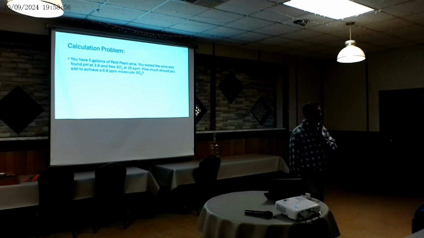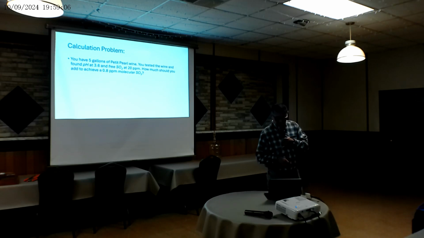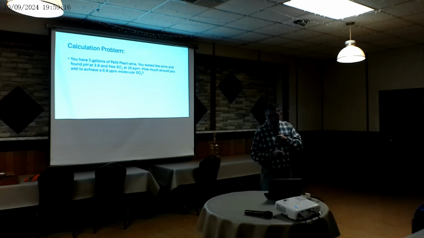Okay, so this is a calculation problem. You have 5 gallons of Petit Pearl wine. You tested the wine and found that the pH is 3.6 and the free SO2 of that wine is 20 ppm. How much should you add to achieve a 0.8 ppm molecular SO2?